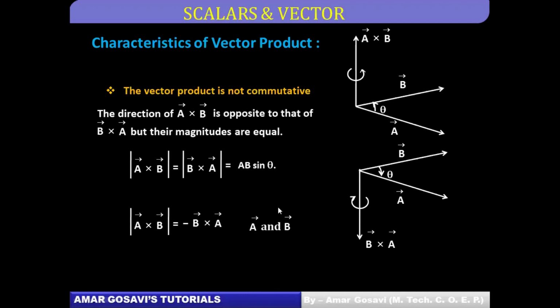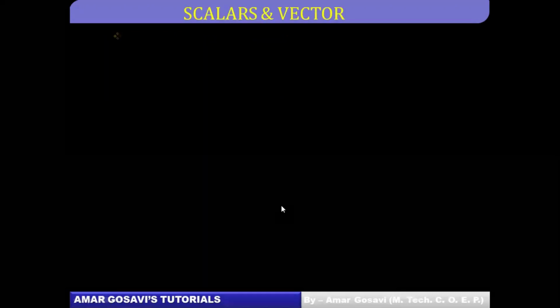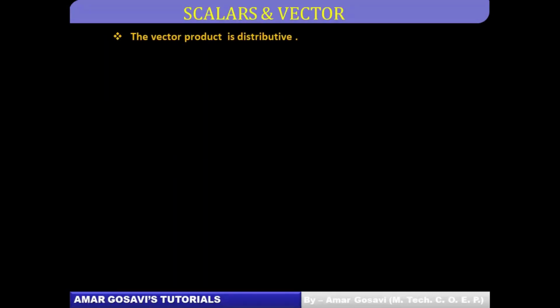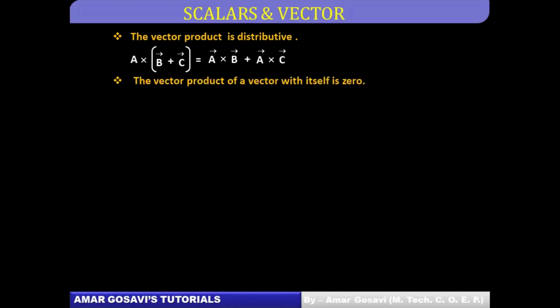Let's talk about the second property, the second characteristic. The vector product is distributive like the scalar product. That means A bar cross (B bar plus C bar) indicates that A bar will get distributed with B as well as C, in this manner. A bar cross (B bar plus C bar) will be equal to A bar cross B bar plus A bar cross C bar. This property is called the distributive property, friends.